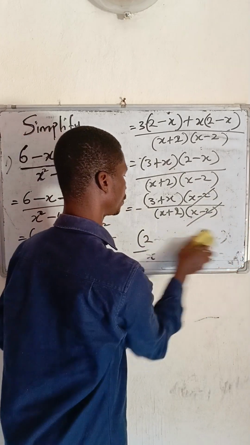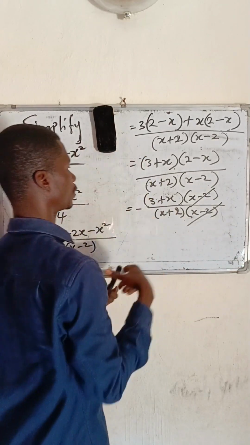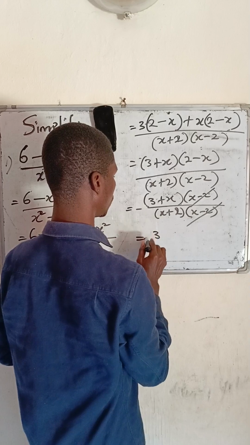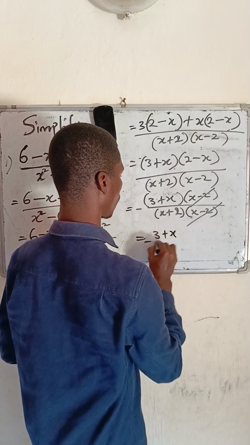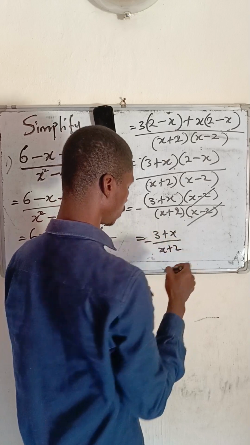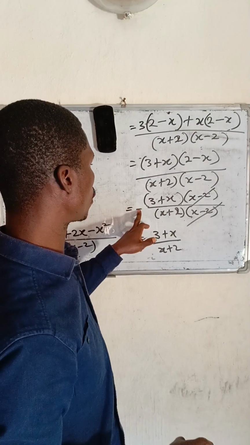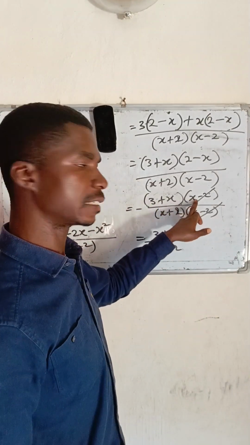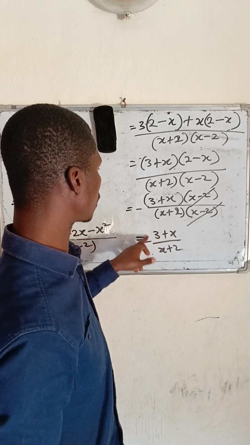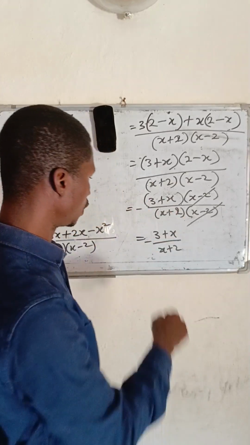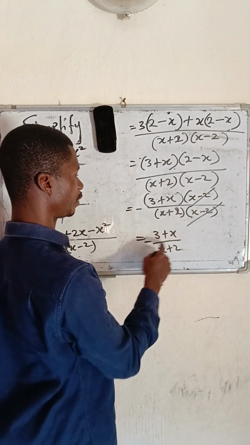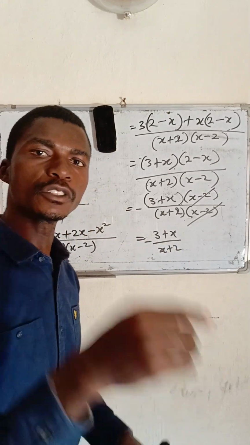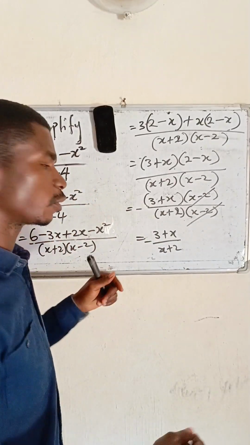So what do we have? We have 3 minus 3 plus x plus 2. Please don't think that this minus sign will still affect this. No. The minus sign has already affected this. So it's not going to affect this. Now don't think that you're going to use it to expand the bracket. No. It's just like this. 3 plus x divided by x plus 2. That is the answer.